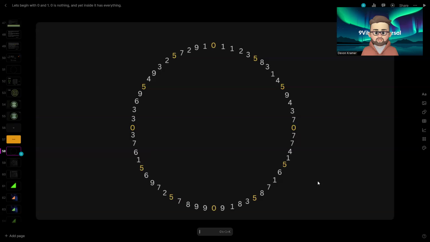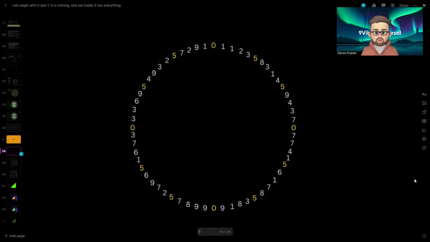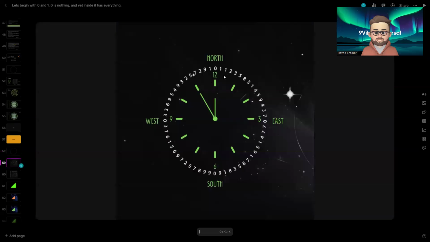Okay. Now, what's really important about that is that when you look at it, there are actually only four locations of zeros. You have north, south, east, and west. They fit perfectly at exactly these places. Okay. Not only that, what you can see is that it's not only a compass of north, south, east, and west, it is also a clock.